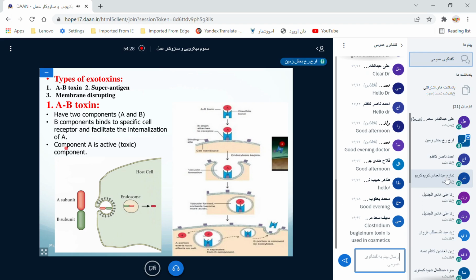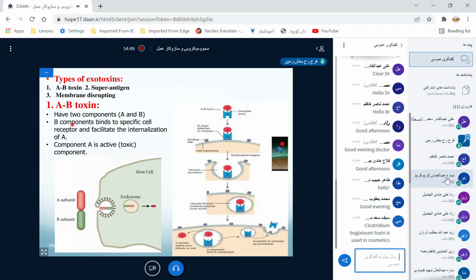What was this? It was related to the whole group of bacteria which produce exotoxins, whose exotoxins contain two subunits, A and B.